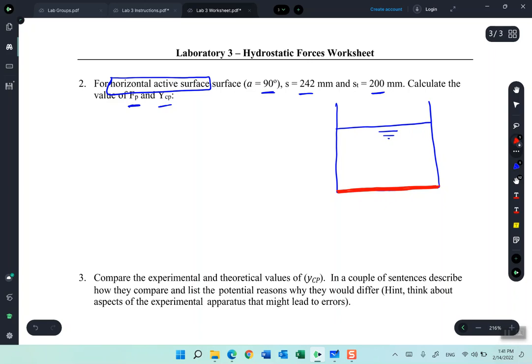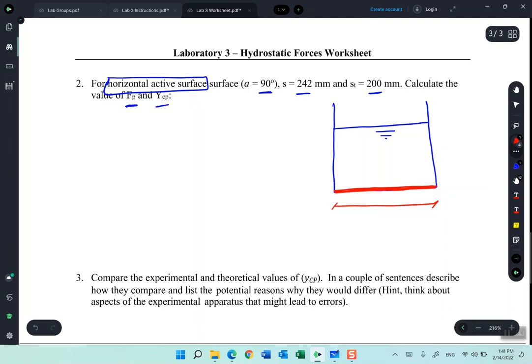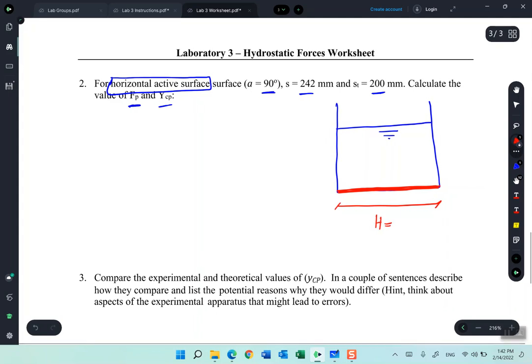Previously we were interested in the force on the side, right? But now we are interested in the force at the bottom side, which is submerged with water. So let's put the dimensions first, so we can know how to answer that. The active surface is the same active surface of this equipment. So it has H equal 100 millimeters.